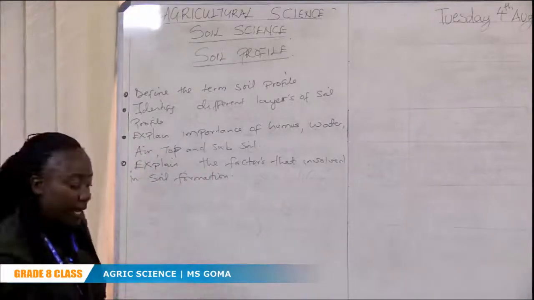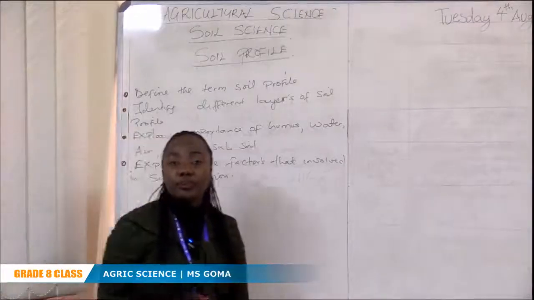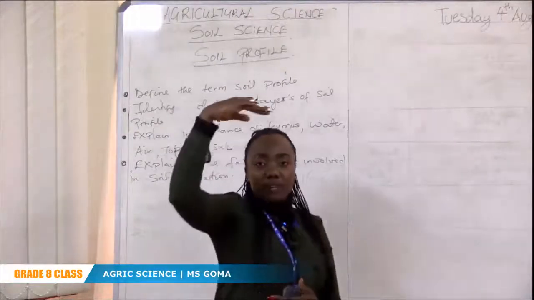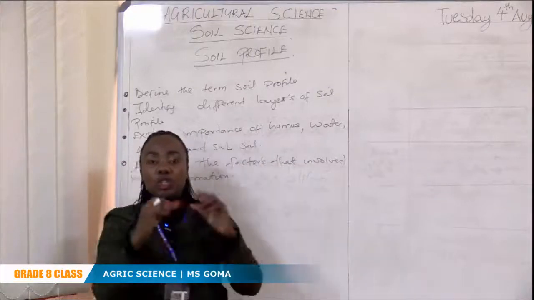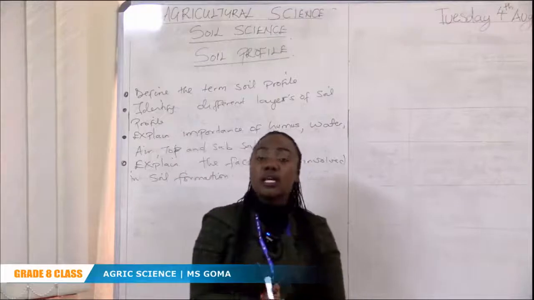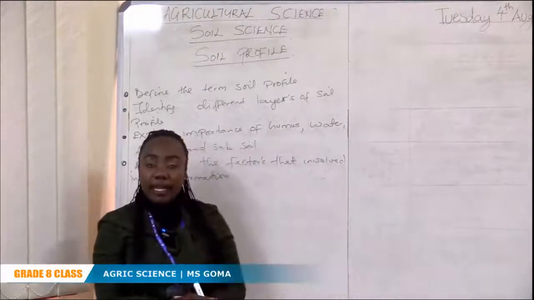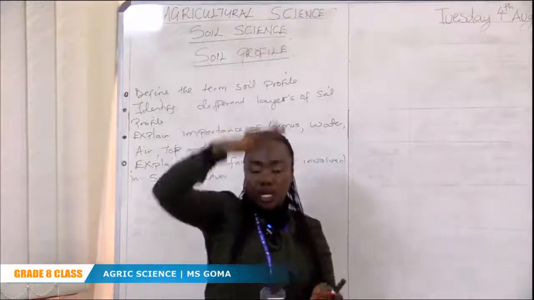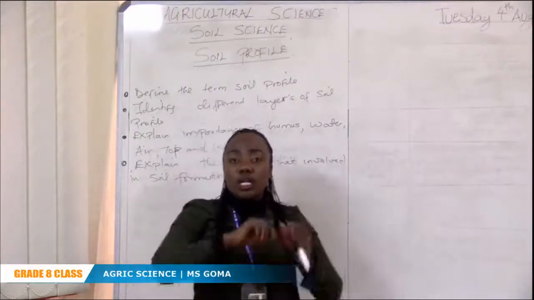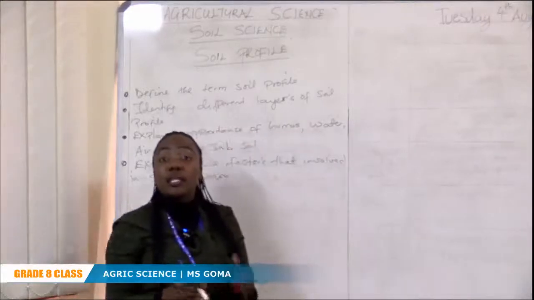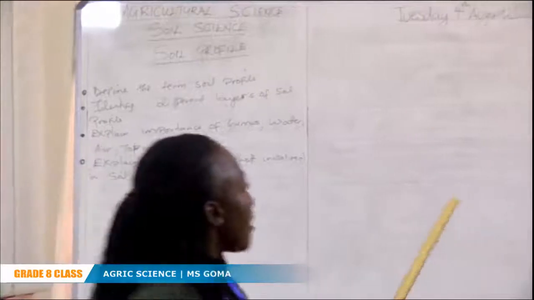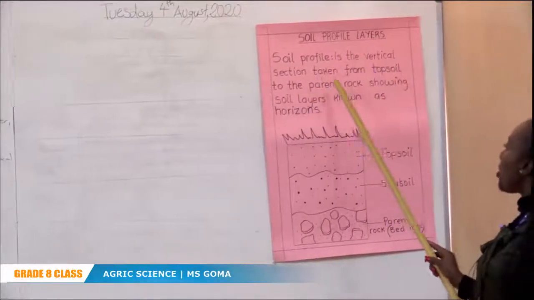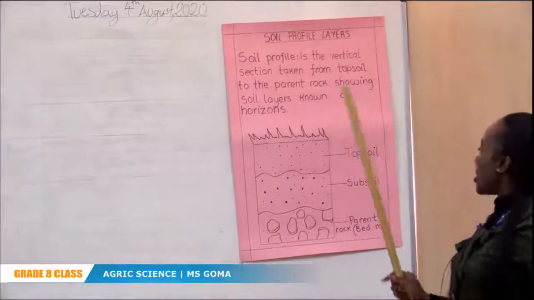Okay, so how do you define soil profile? What is soil profile? Soil profile is a vertical section taken from the topsoil to the parent rock, showing different soil layers known as horizons. I have the definition here, which says it's a vertical section taken from the topsoil to the parent rock, showing soil layers known as horizons.